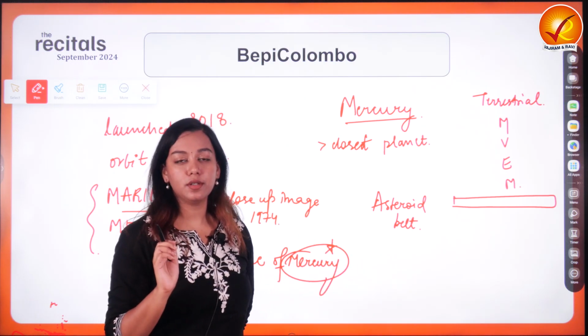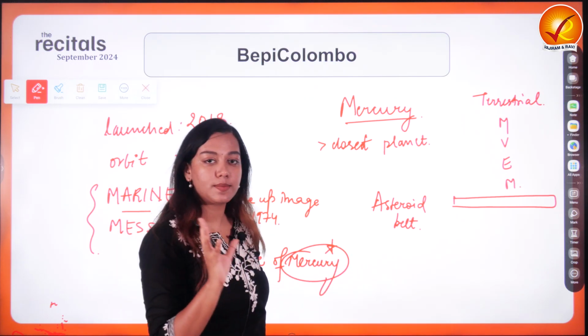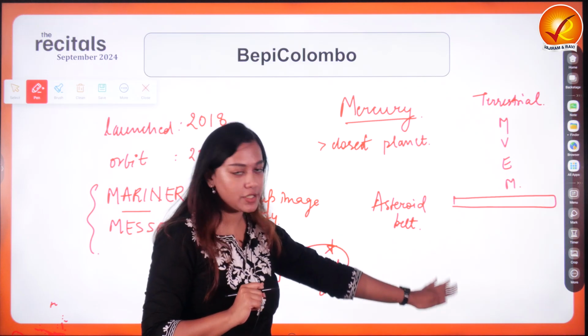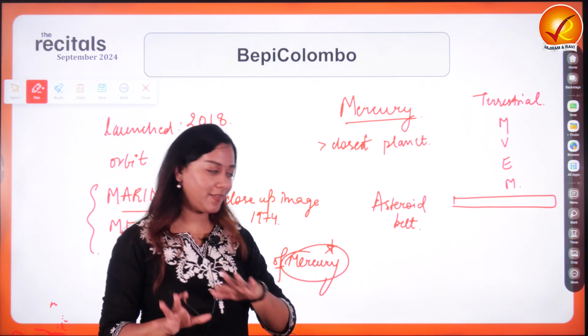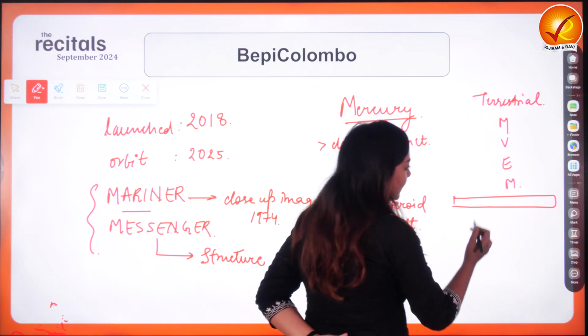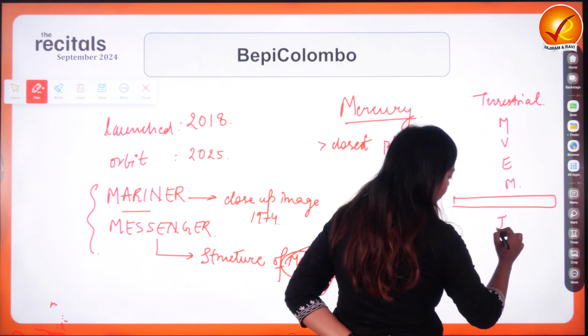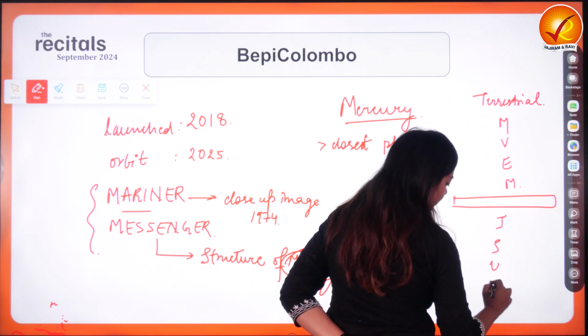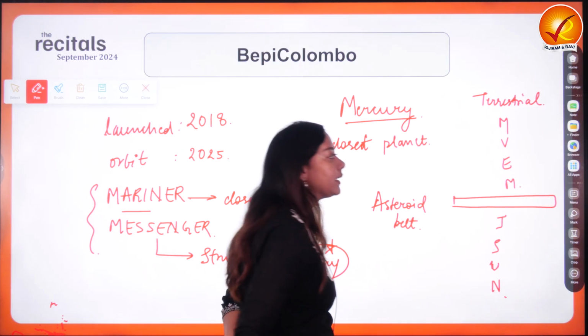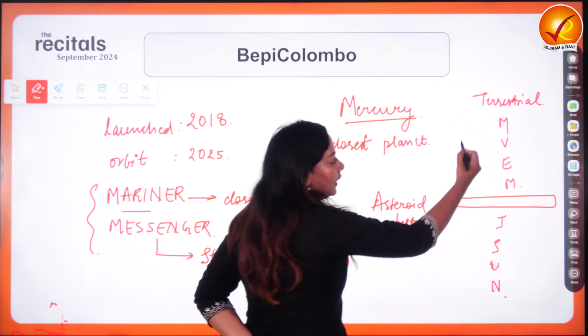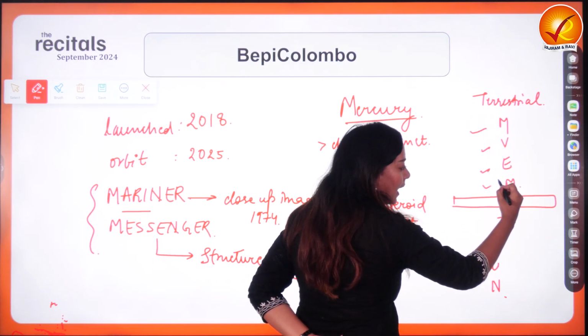Here the composition does not have rocks but only gas. So these are the gaseous planets, also known as the gas giants or the Jovian planets. Fine. So what are these planets? It is Mercury, Venus, Earth and Mars.